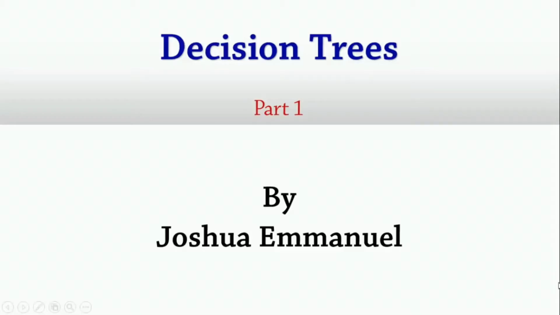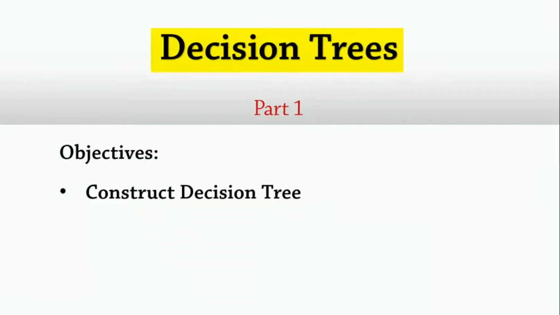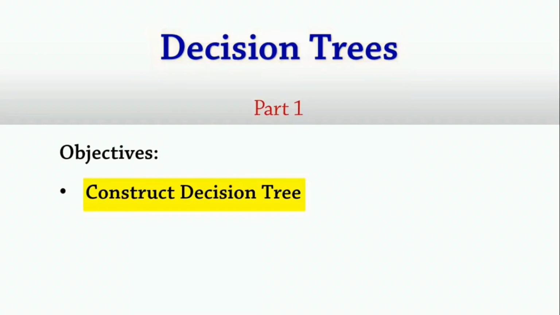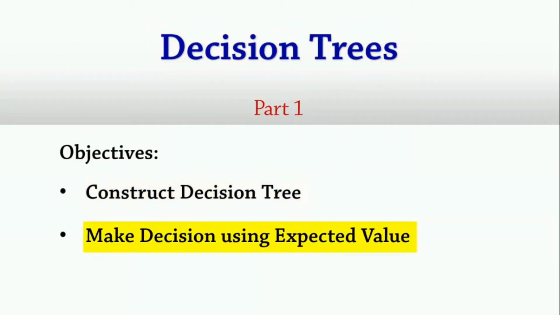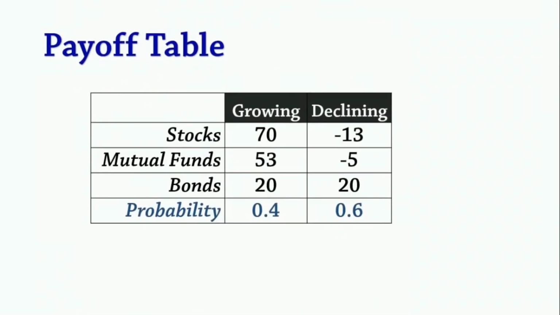Welcome to this decision analysis tutorial for constructing decision trees. We will be constructing a basic decision tree. We will also be making decisions using the expected value approach. We will be constructing a decision tree using this payoff table, where payoffs are profits and the probabilities of the states of nature are 0.4 and 0.6 respectively.